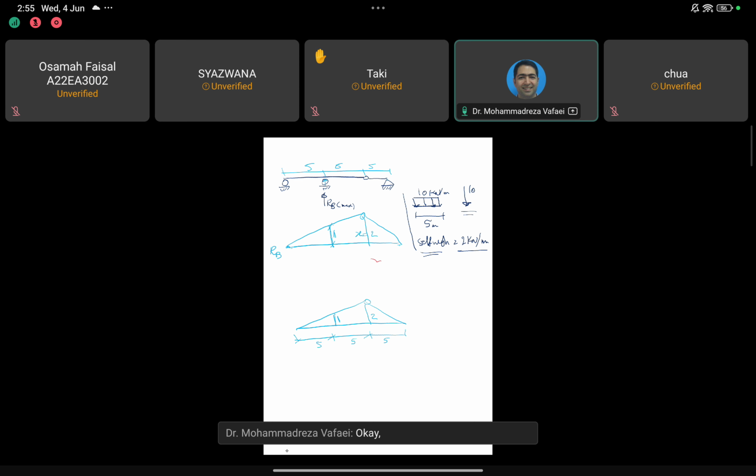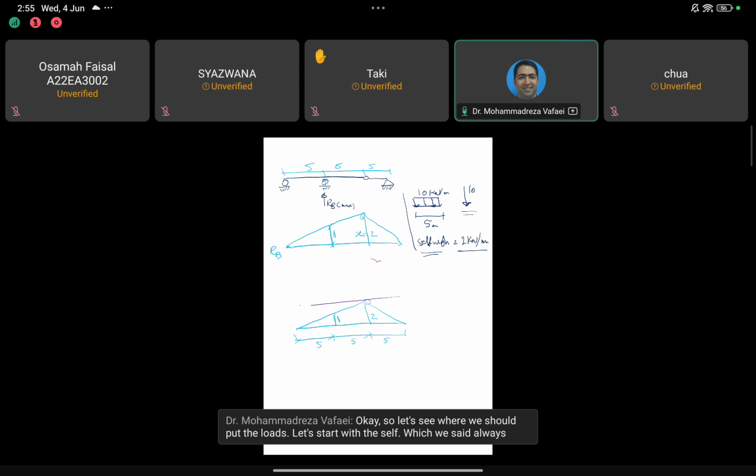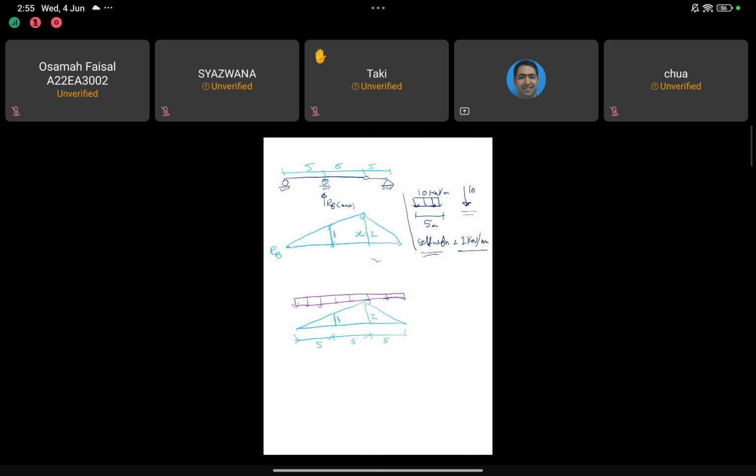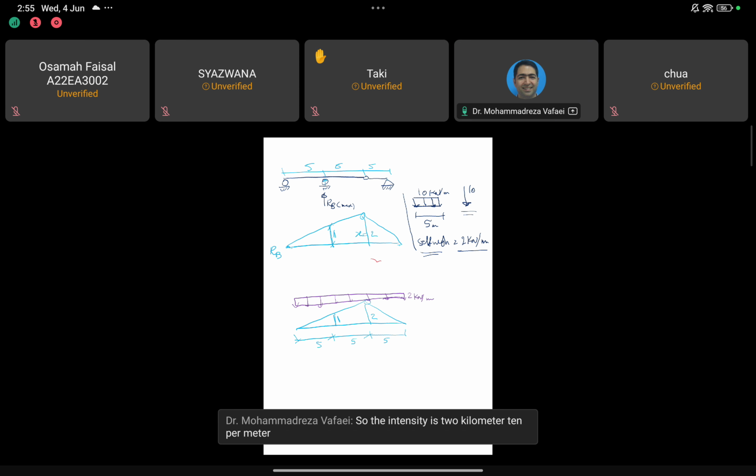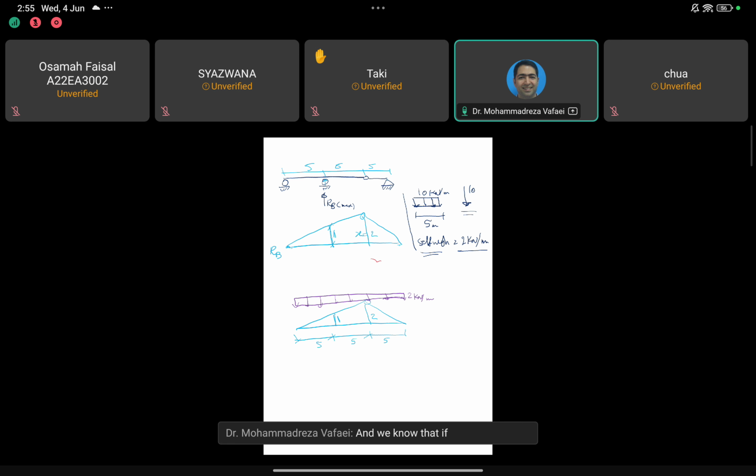Okay, so let's see where we should put the load. Let's just start with the self-weight, which we said is always all over the span. So it starts from here and goes until the end of the span. The intensity is 2 kilonewton per meter. And we know that if you want to calculate RB due to the self-weight, we need to multiply this by the complete area under the load, which is from the beginning until the end of the influence line.